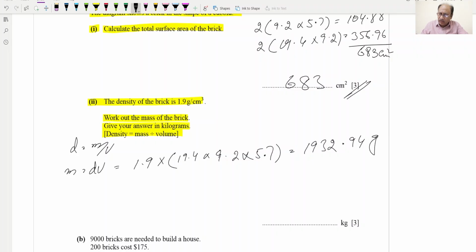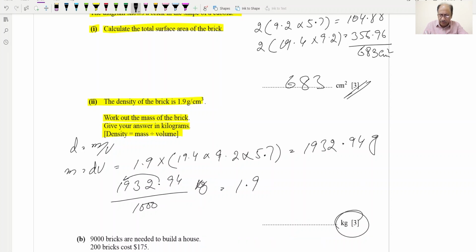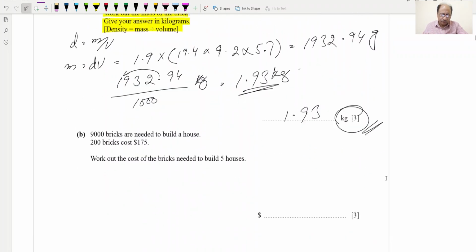This is in grams, but we require kilograms, so we will divide 1932.94 by 1000 to get kilograms. Decimal will be shifting over here and the answer will be 1.93 kilograms up to 2 dp. So 1.93 kilograms will be our answer for this part.